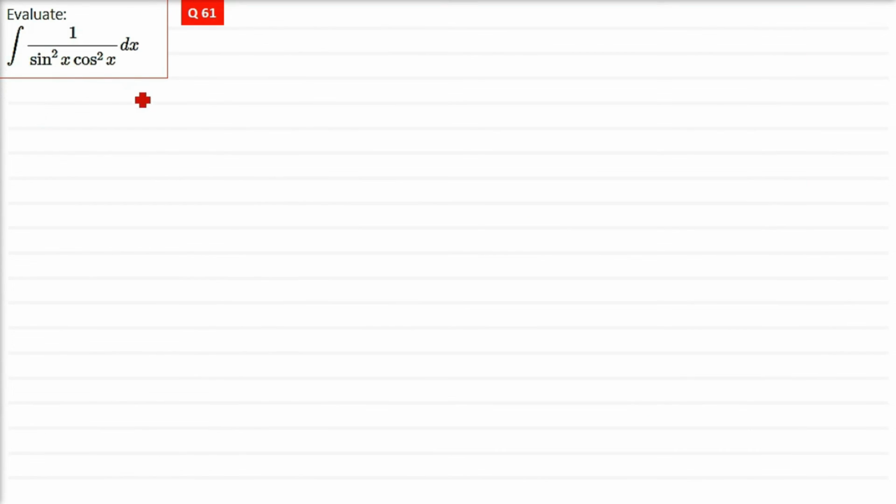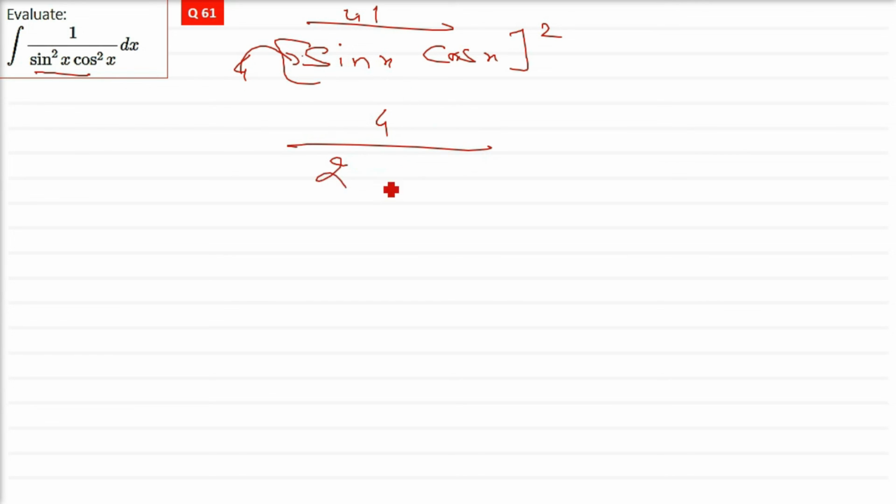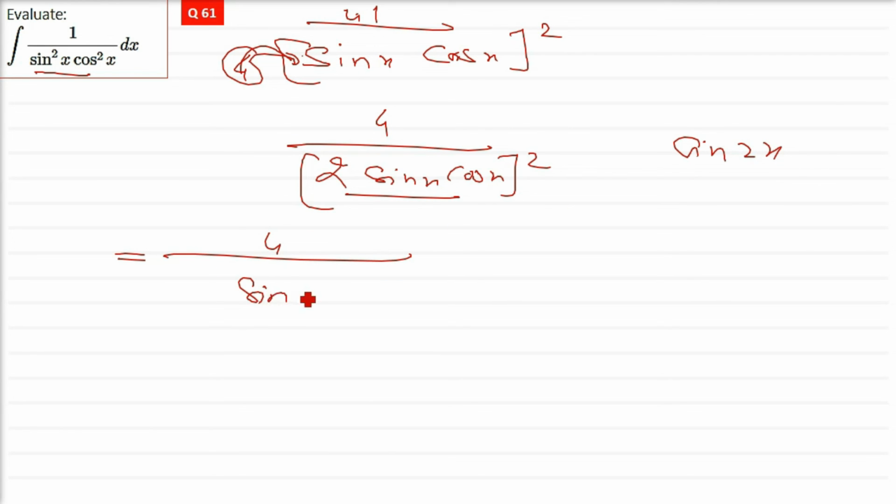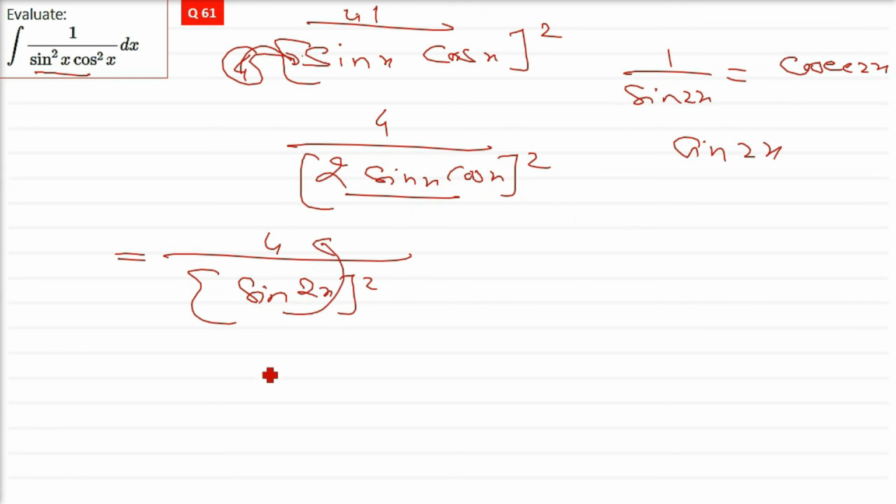1 by sin square x cos square x. Now sin square x cos square x is simply sin x cos x whole square. Now you can have a 4 in front of this in numerator and denominator. With that, the purpose we are going to solve is, if you have 4 in numerator and denominator, this 4 can be taken inside. It will be 2 sin x cos x whole square. And this 4 is actually 2 with a square. So 2 sin x cos x is sin 2x. So we have 4 divided by sin 2x whole square. And when it goes upstairs, sin 2x is cosec 2x, and sin square 2x will be cosec square 2x.